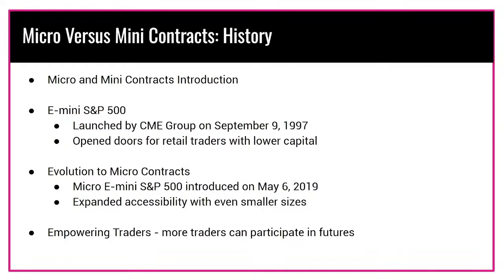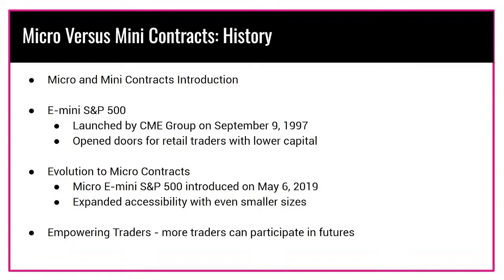A quick history of futures contracts. Using ES futures as an example, micro and mini contracts for the ES futures, or S&P 500, were introduced to the market to enhance accessibility and cater to a wider range of traders. The E-mini S&P 500, a pioneering mini contract, was launched by the Chicago Mercantile Exchange, CME, on September 9, 1997. Its smaller contract size aimed to make trading more attainable for retail investors and offer a gateway to the futures market with reduced capital requirements.